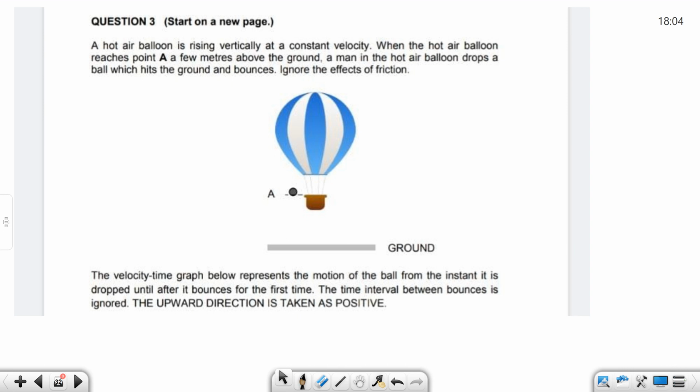A hot air balloon is rising vertically. Please, guys, I'd like you to pay attention to those words. The first thing is at constant what? Velocity. What do we know? Acceleration equals 0. When the hot air balloon reaches point A, a few meters above the ground, a man in the hot air balloon drops a ball which hits the ground and bounces. Before we even look at the graph, how is the hot air balloon moving?